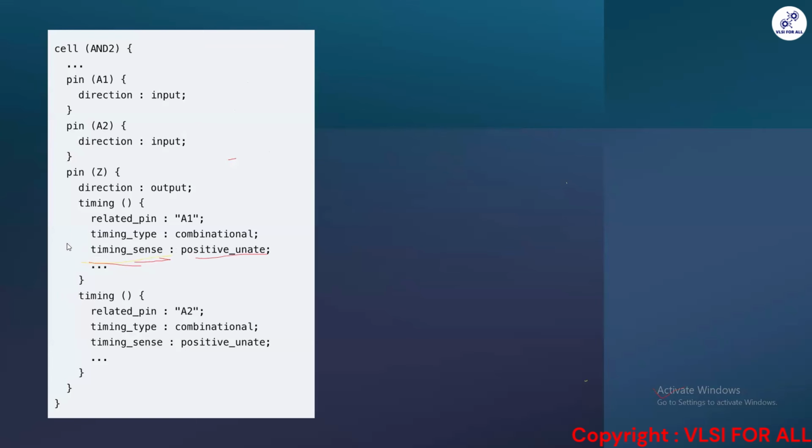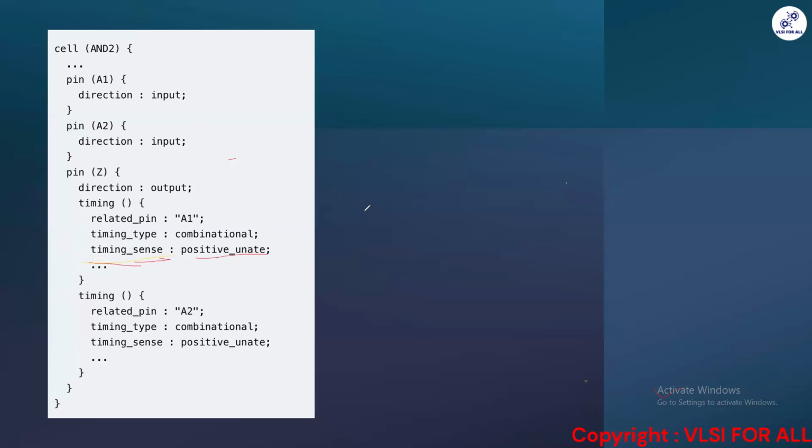So where do you actually use this unateness? Why do you need this information? The tool needs to completely understand its functionality. You and I understand that for an AND gate, if this input is rising, the output is rising. The tool is not aware of it. So how will it function? If my input is changing, should the output rise or should it fall?